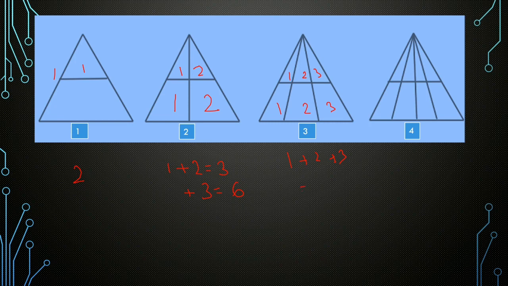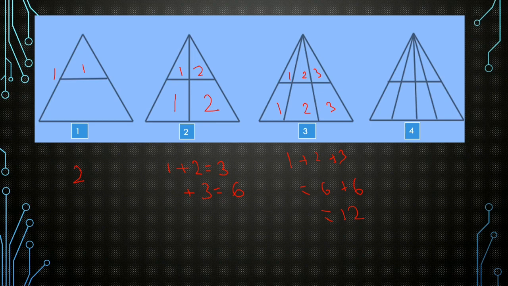The result is 6. But once again, 1 plus 2 plus 3. So 6 more triangles are there and the answer will be 12. So in this complicated figure, very easily you can say 12 triangles are there.